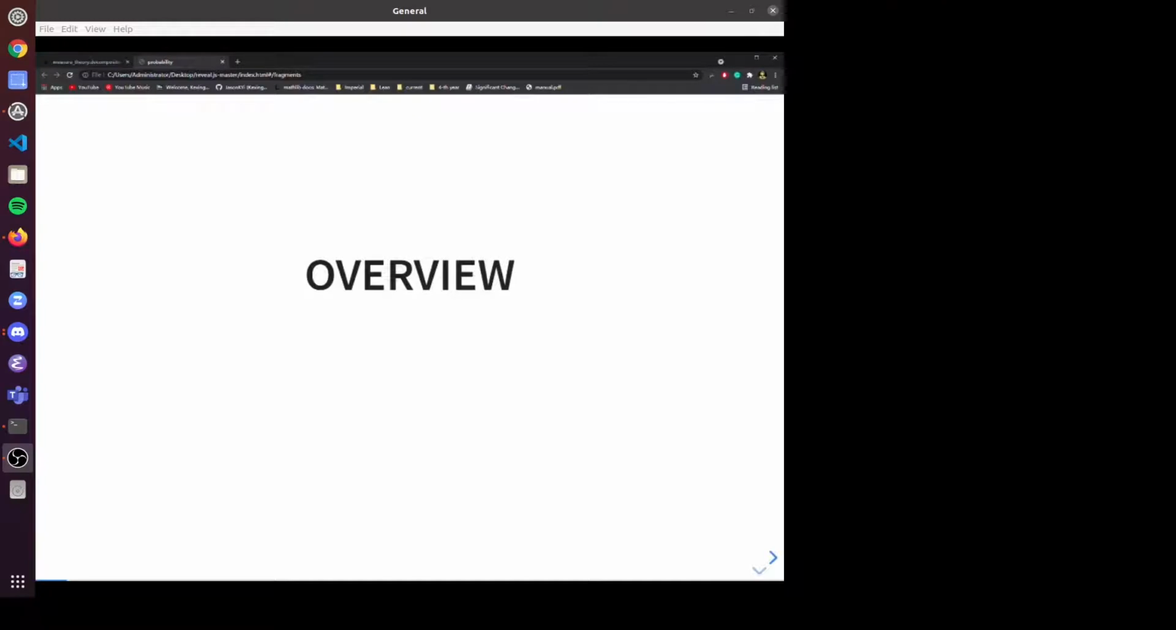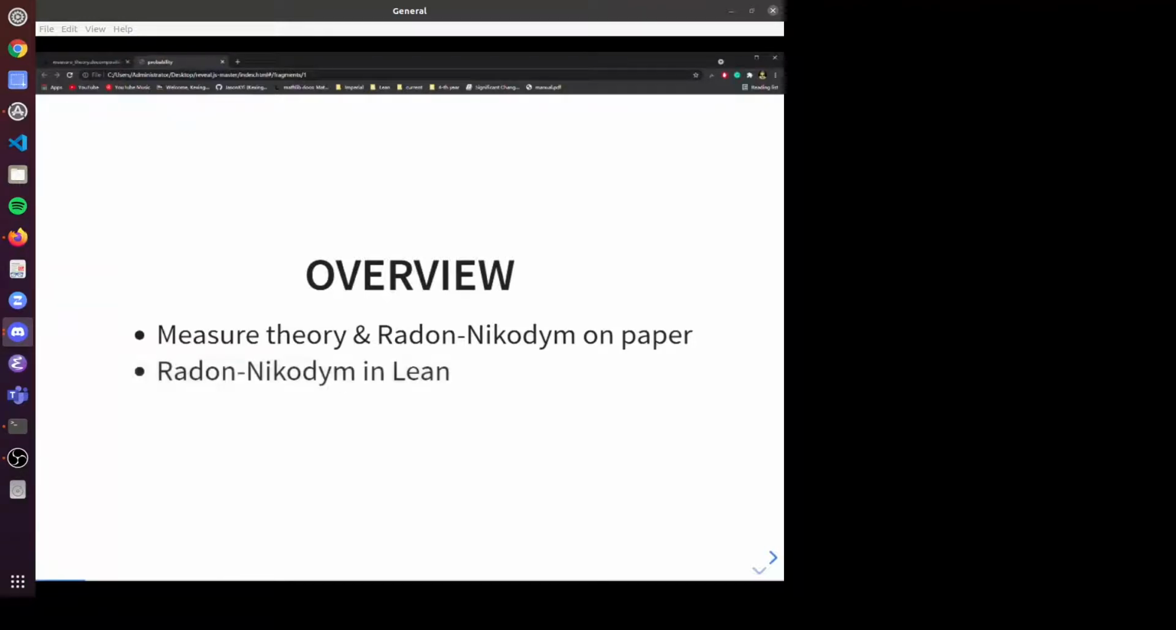As an overview of this talk, I will first talk about measure theory and some basic definitions and a general idea of what Radon-Nikodym is on paper. And then I'll talk about my formalization of Radon-Nikodym in Lean. And lastly, I will talk about what comes next, as in what specifically I will say about probability theory and what we can formalize now that we have Radon-Nikodym.